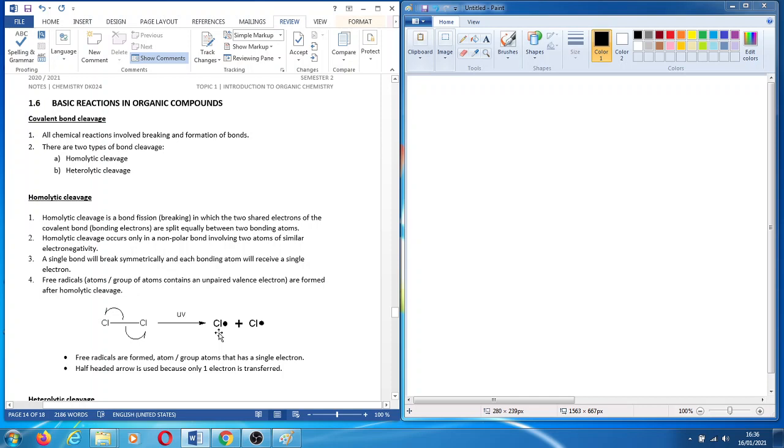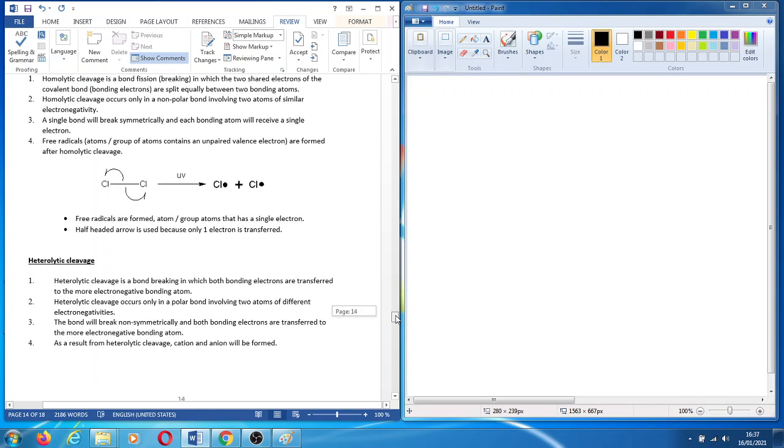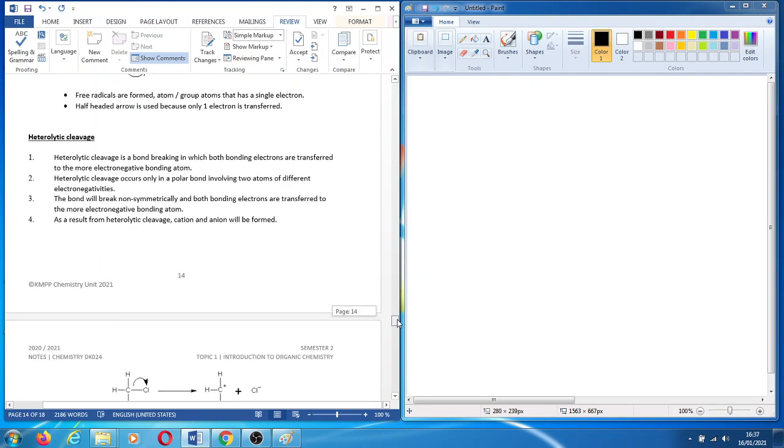This we call homolytic cleavage. Make sure a half-headed arrow is used, because only one electron is transferred to each atom. And heterolytic cleavage is a bond breaking in which both bonding electrons are transferred to the more electronegative bonding atom.